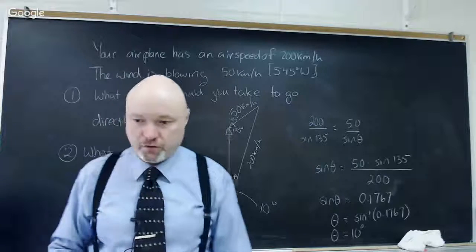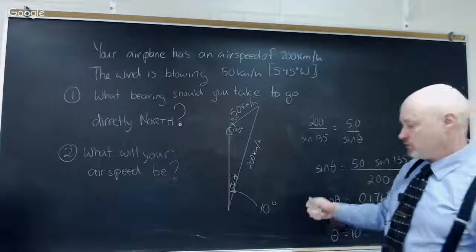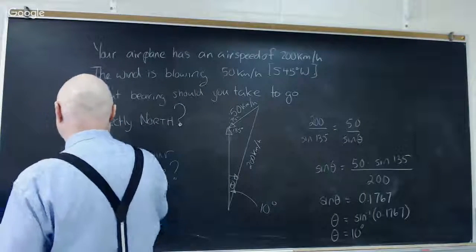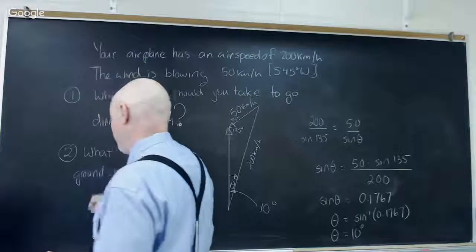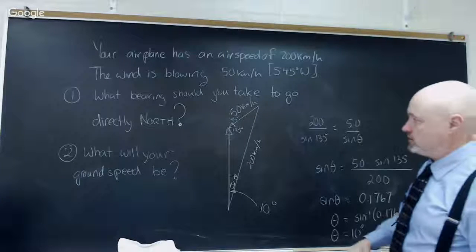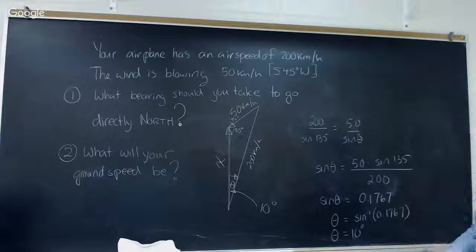The second part of the question is asking, what will your ground speed be? In other words, how fast are you actually going relative to the ground? Which is going to be our resultant vector right there.